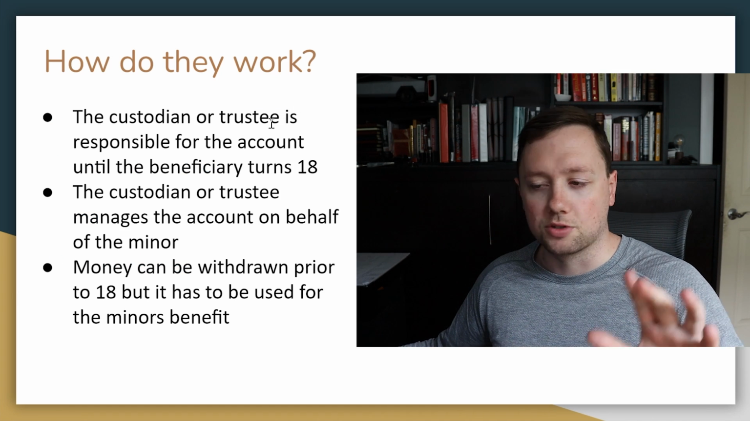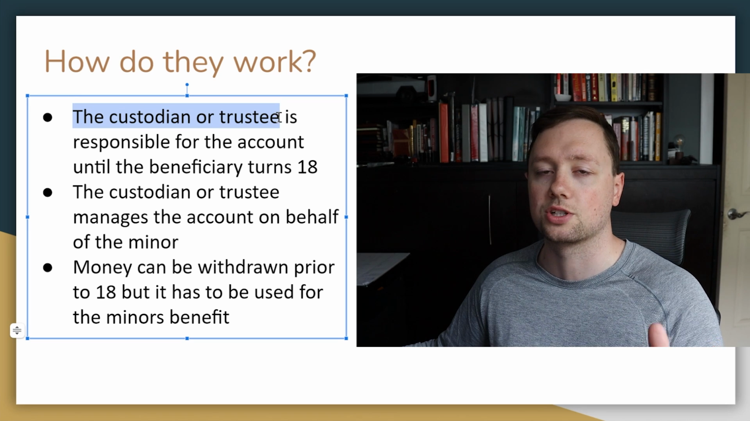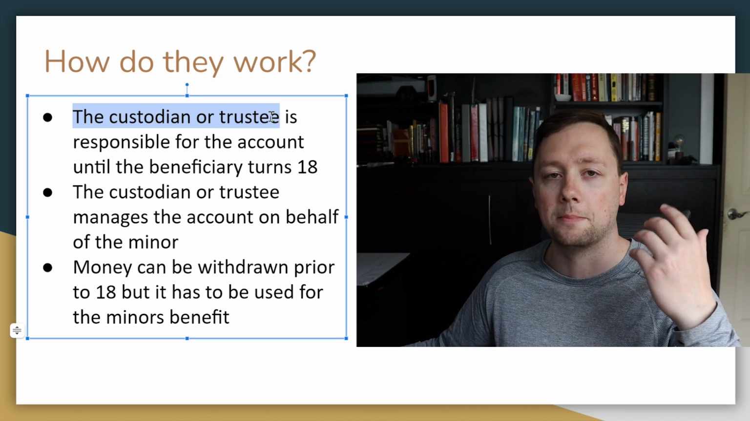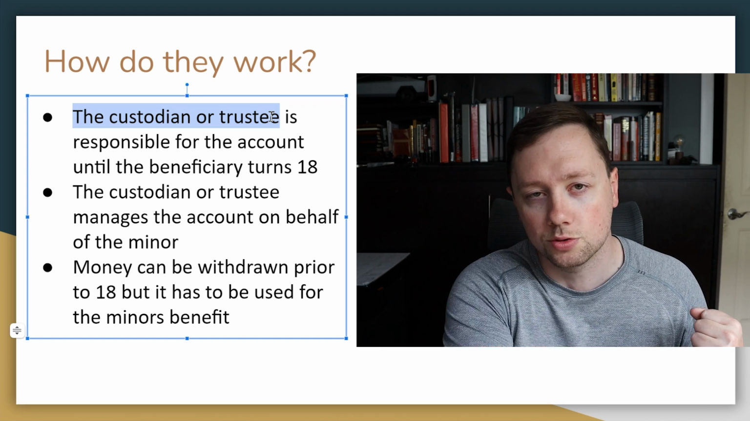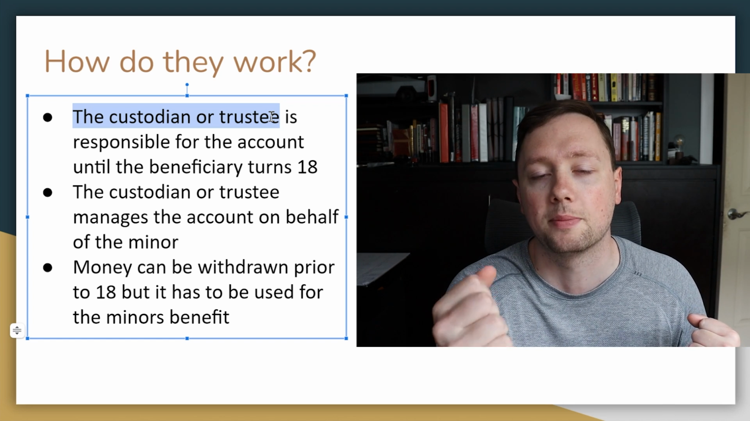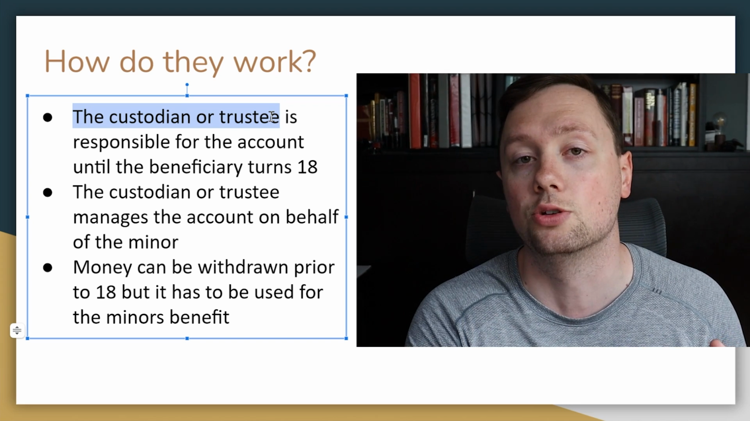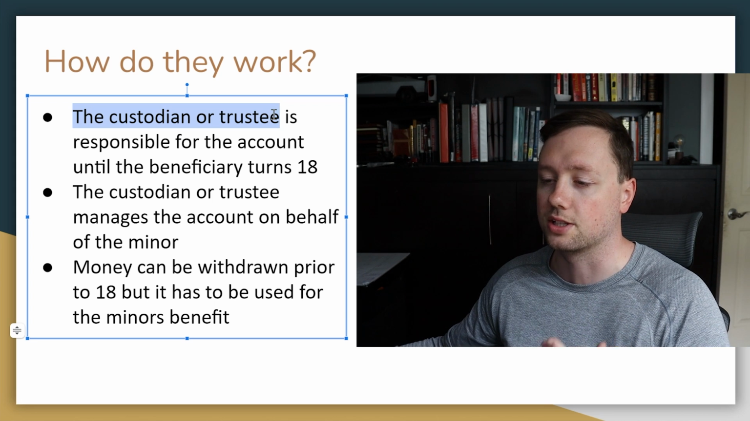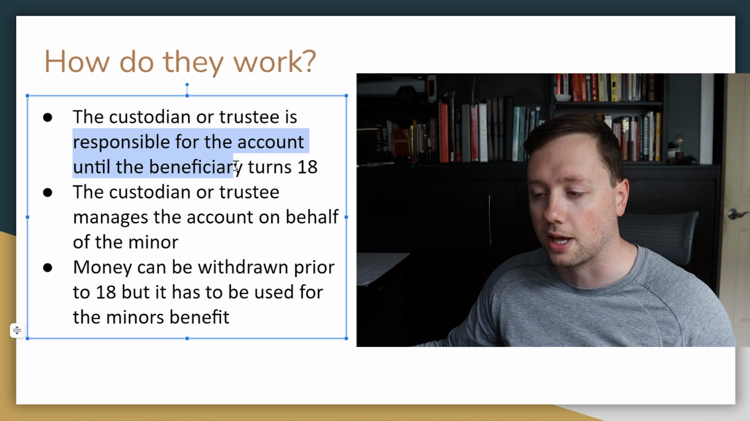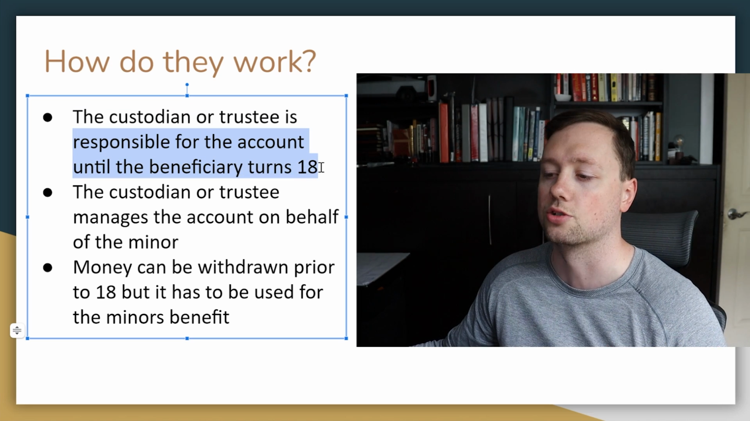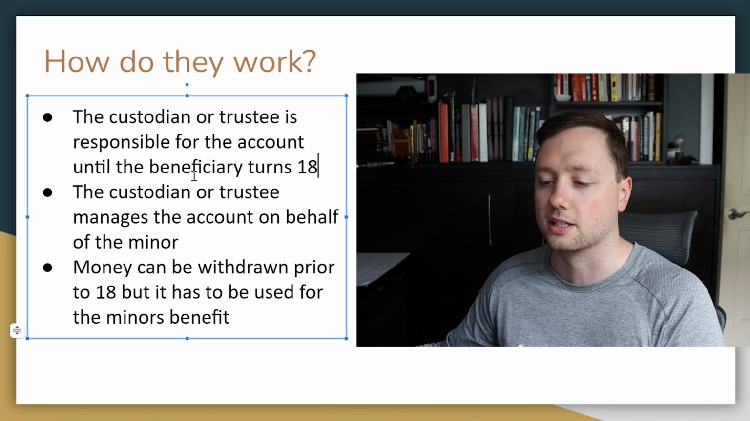Now, how do they work? I'm just going to walk you through it very simply. The custodian or trustee, that is the person that is opening the account and managing the account for the minor. The minor actually owns the account and is considered the beneficiary of the account. So all of the money that goes into the account needs to be used for their benefit. How it works is the custodian or the trustee is responsible for the account until the beneficiary, or the minor, turns 18. At that point, they then take over the account and they own everything inside of it.